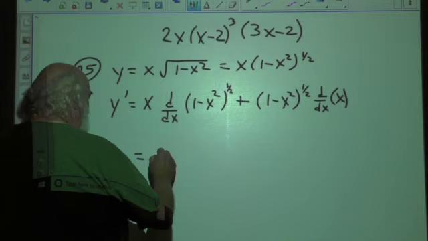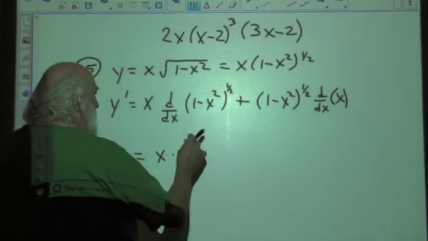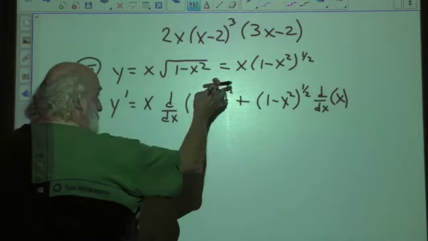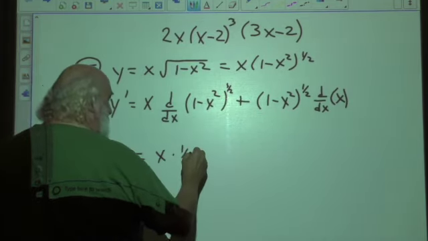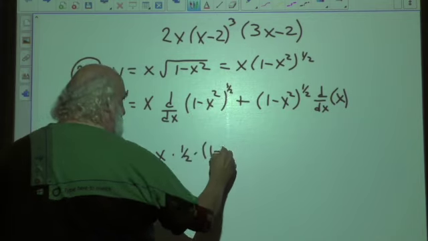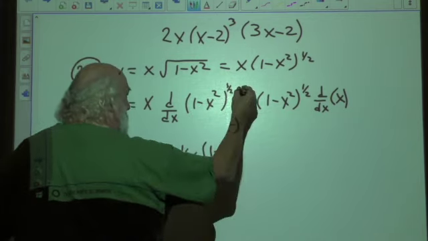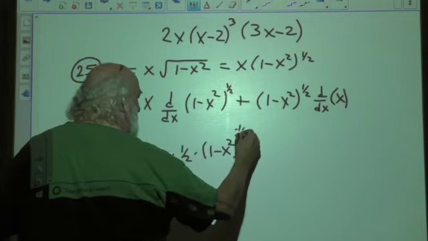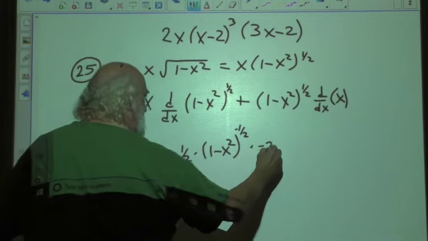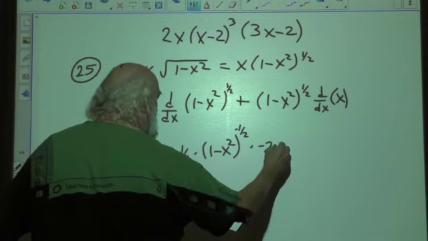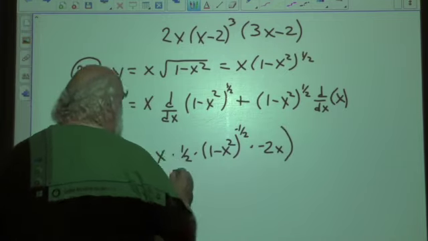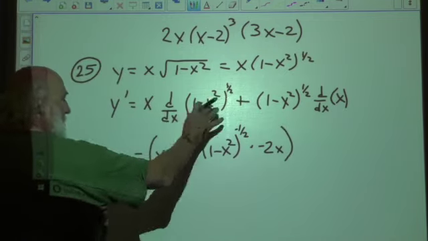So over here, x times, we're going to use the general power rule here. 1/2 goes in front of this. And then this is going to make this 1 minus x squared to the 1/2 minus 1, which is the negative 1/2 power, times the derivative inside of this, which is negative 2x. Wow, that's a bunch. So let me put all that together. That's this whole left side right here.